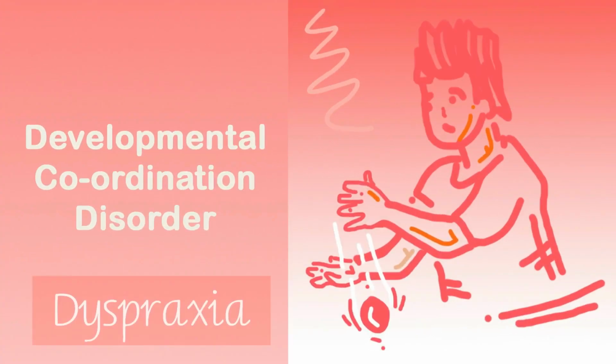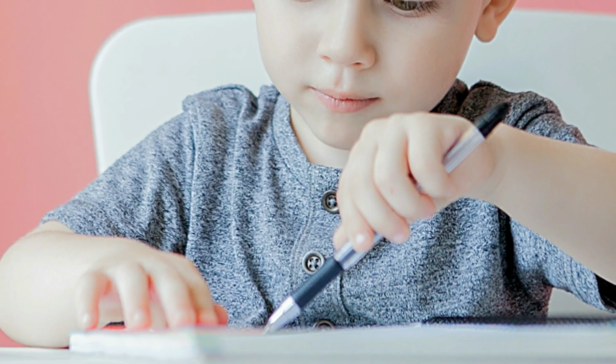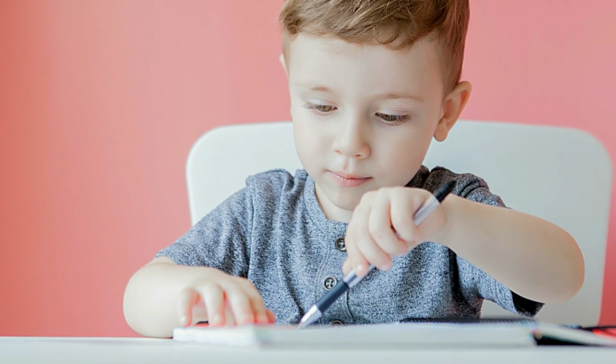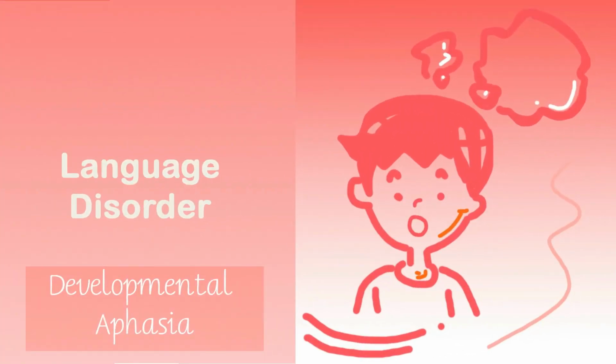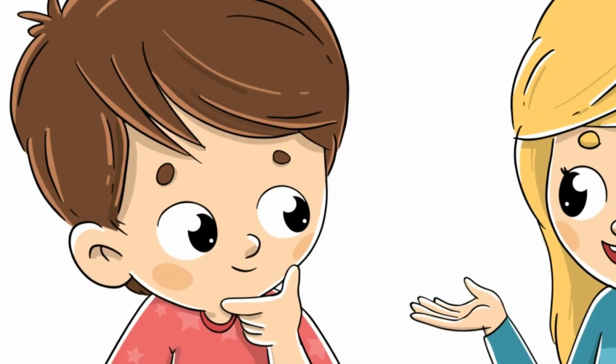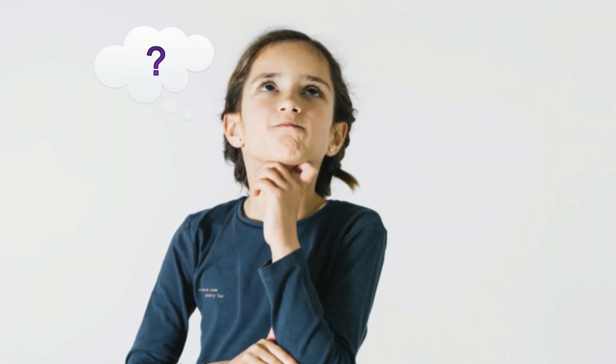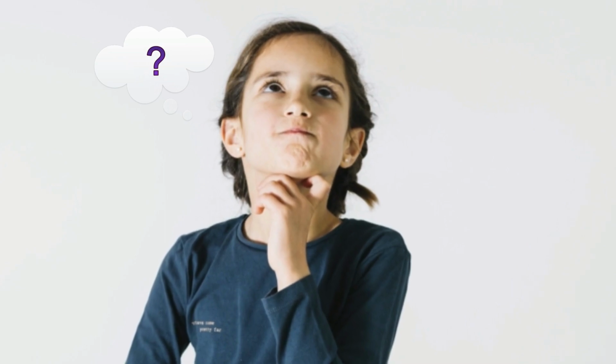Dyspraxia may best be represented by the DSM-5 term Developmental Coordination Disorder. The condition it describes may make it hard for persons to write legibly and to do practical tasks. Developmental aphasia is called language disorder in the DSM-5. Persons with this condition struggle to understand spoken instructions and to express themselves in speech or in writing. Both these disorders make it difficult for a child to either understand, speak, or write.